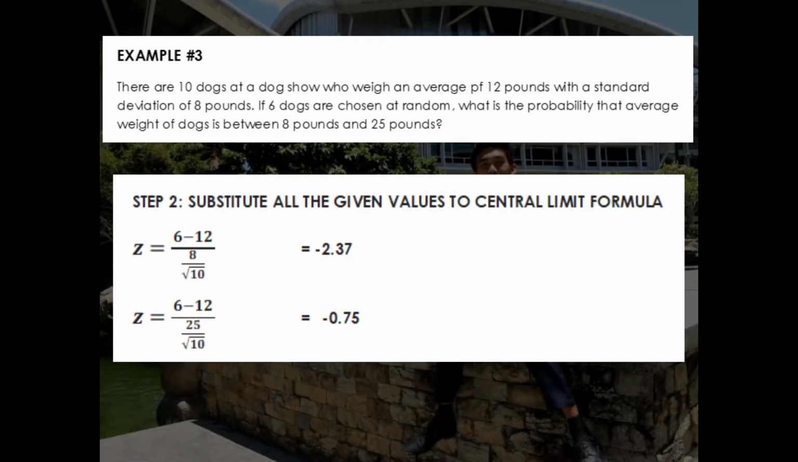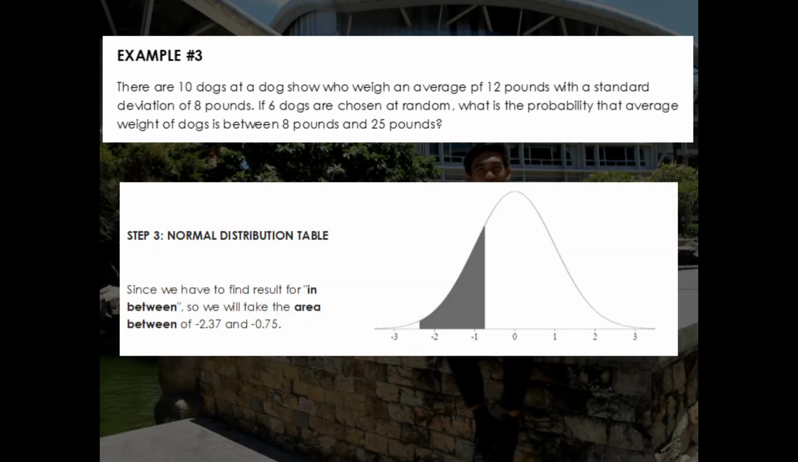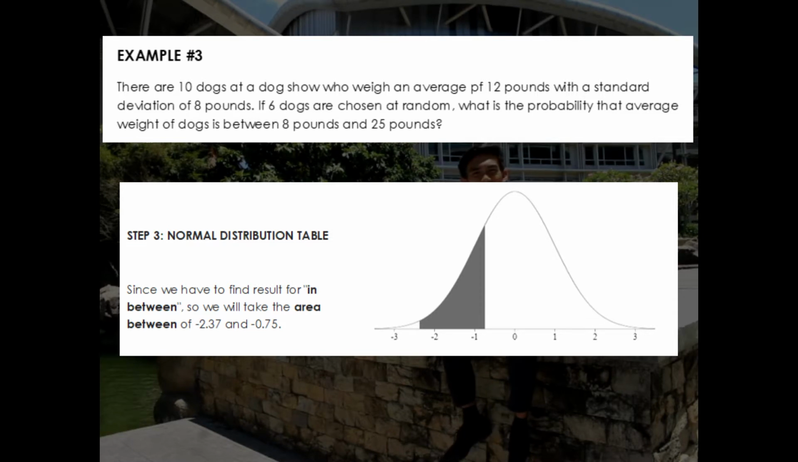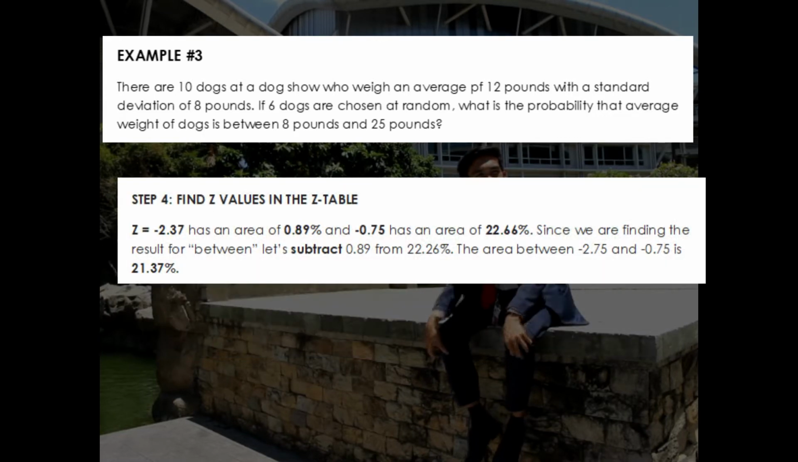Step 2. Substitute all the given values to central limit formula, which will be equal to negative 2.36 and negative 0.75. Step 3. Normal distribution table. Since we have to find result for in between, so we will take the area of between negative 2.37 and negative 0.75. Step 4. Find the z values in the z table.